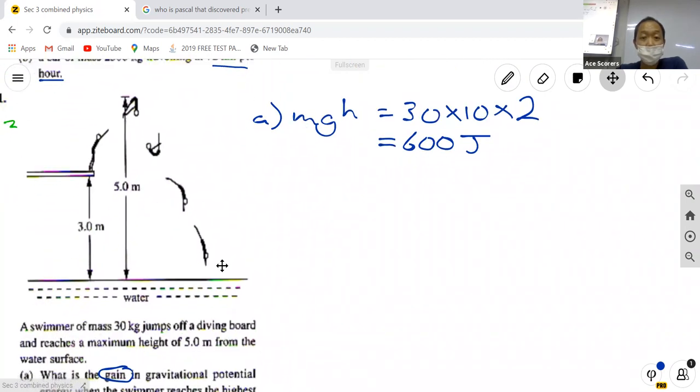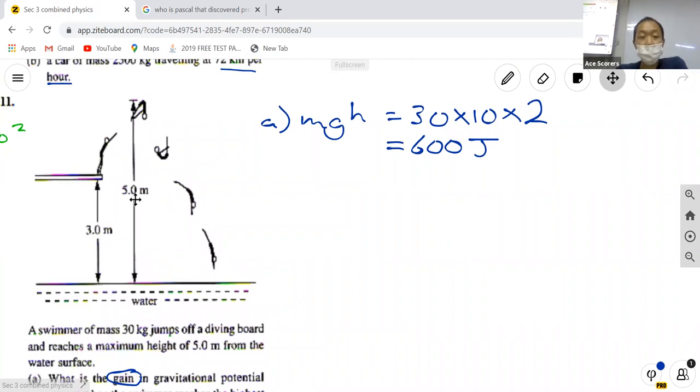So okay, let's calculate. Now, what is his GPE? I'm not talking about a gain, okay? What is his GPE here for part B? Because when he hits the water, does the speed depend on 3 meters or 5 meters? 5 meters, no? Because his total GPE is here. Here is only the gain from the platform up. So I need to calculate his original GPE at the height of 5 meters.